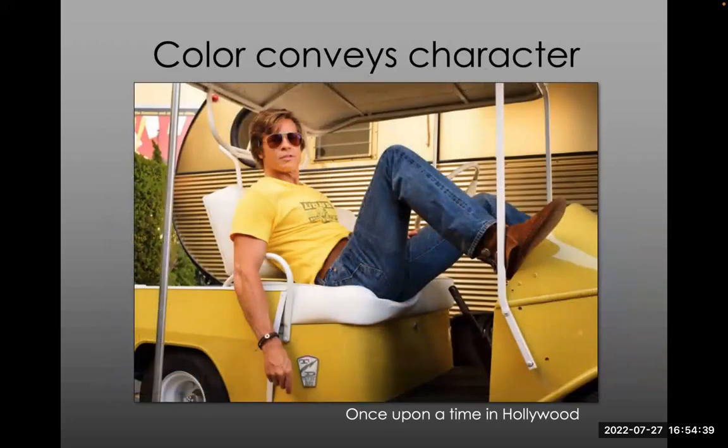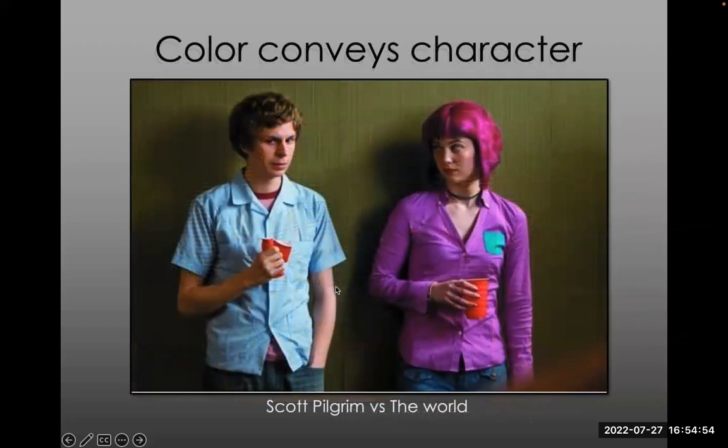So, in a shot, colors are composed. Here, everything in the shot is basically yellow. And this is on purpose. He's got a yellow shirt, a yellow cart, a yellow wagon here. It's just, it's bright, it's happy. This is what Quentin Tarantino is trying to convey in Once Upon a Time in Hollywood.